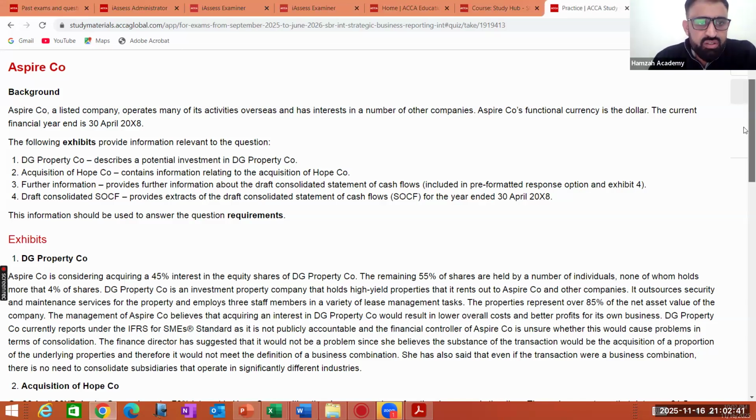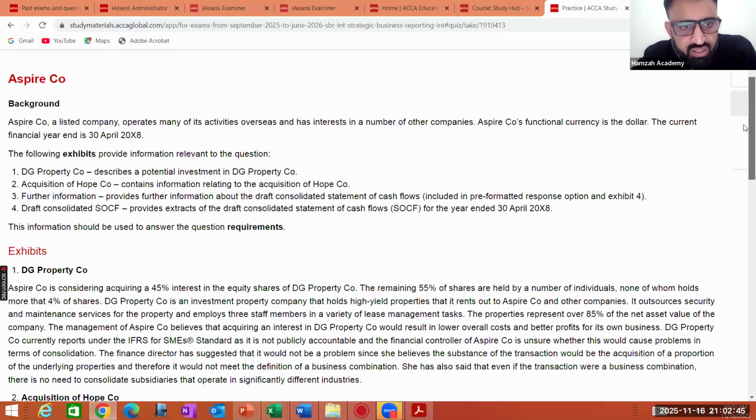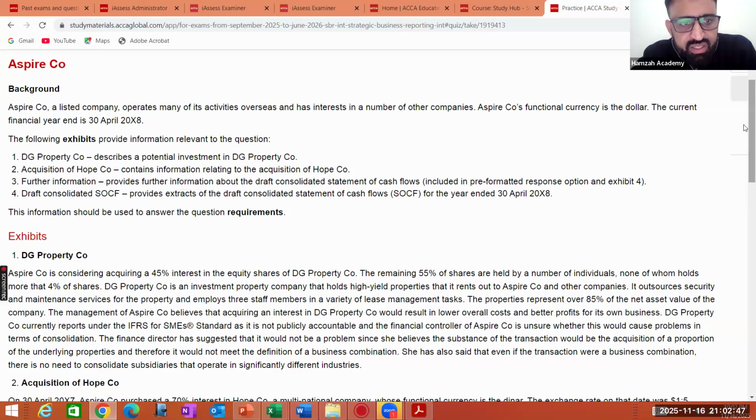So we have a question with the name of Aspire Company. So background: Aspire Company, a listed company, operates many of its activities overseas, and it has interests in a number of other companies. Aspire Company's functional currency is the dollar. The current financial year end is 30th April 2008. So following is the information.